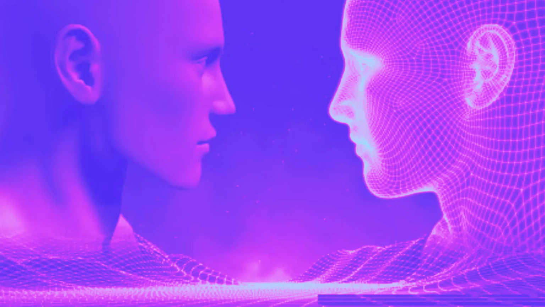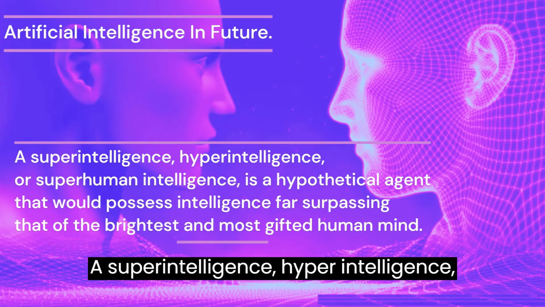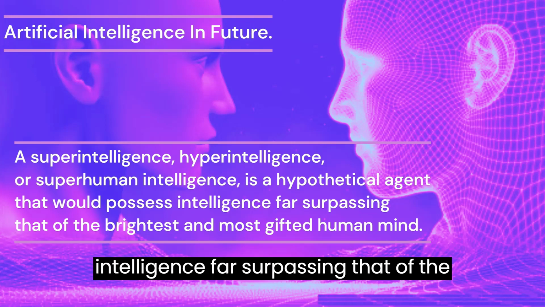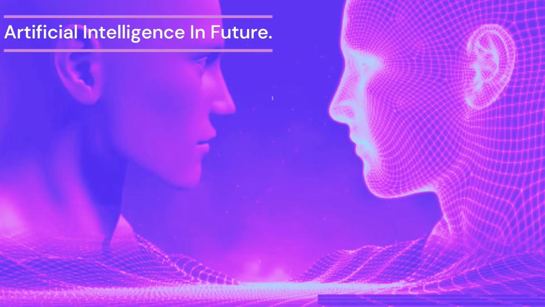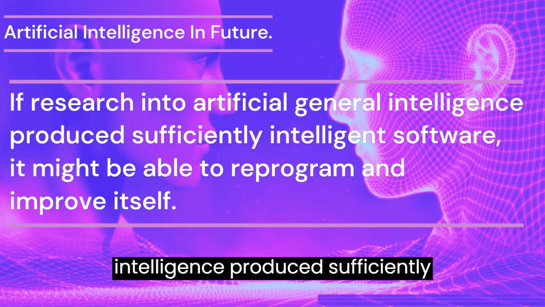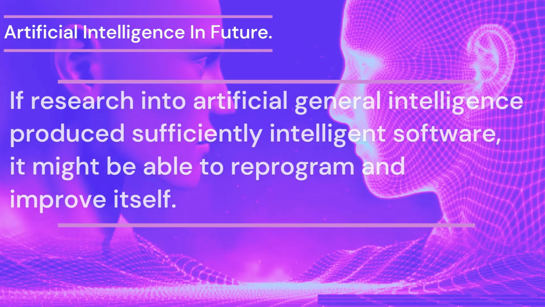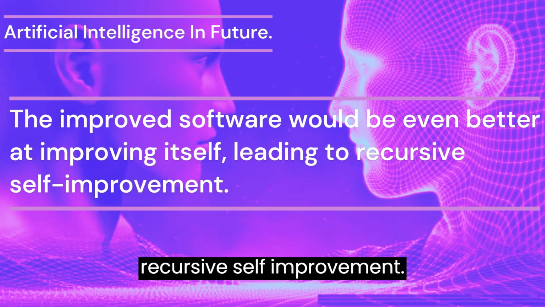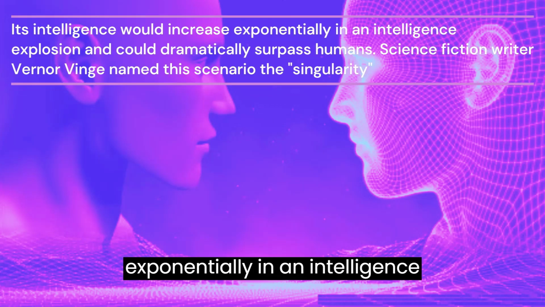Artificial intelligence in the future. A superintelligence, hyperintelligence, or superhuman intelligence is a hypothetical agent that would possess intelligence far surpassing that of the brightest and most gifted human mind. Superintelligence may also refer to the form or degree of intelligence possessed by such an agent. If research into artificial general intelligence produced sufficiently intelligent software, it might be able to reprogram and improve itself. The improved software would be even better at improving itself, leading to recursive self-improvement. Its intelligence would increase exponentially in an intelligence explosion and could dramatically surpass humans.